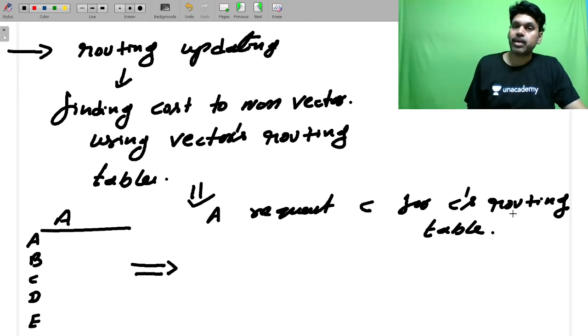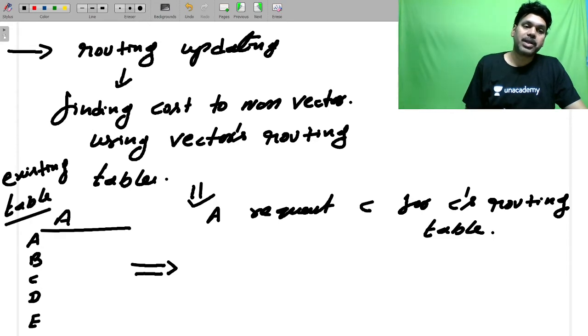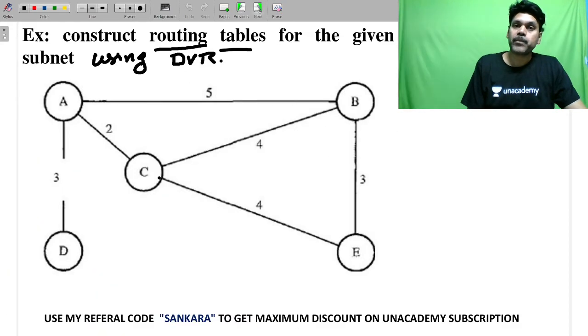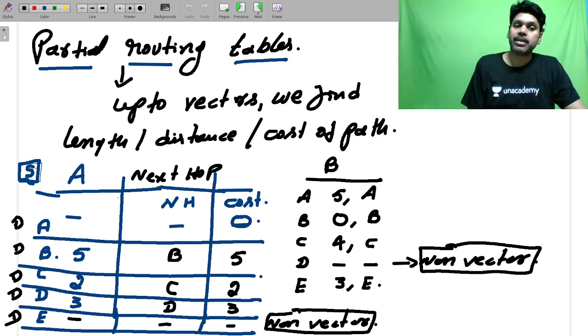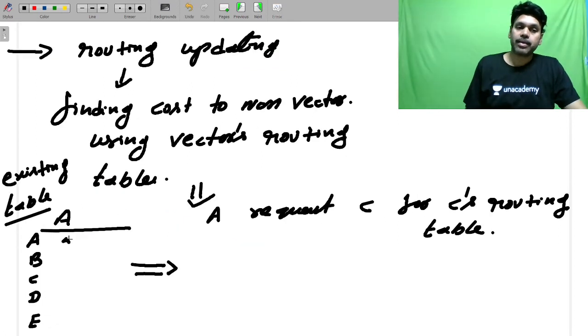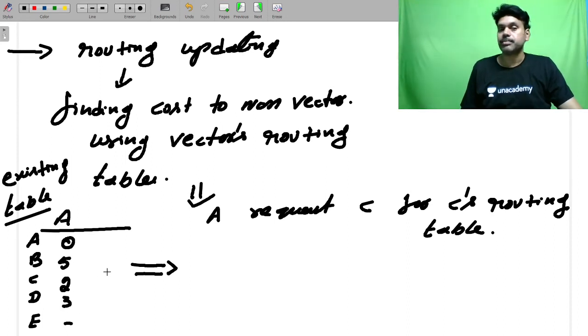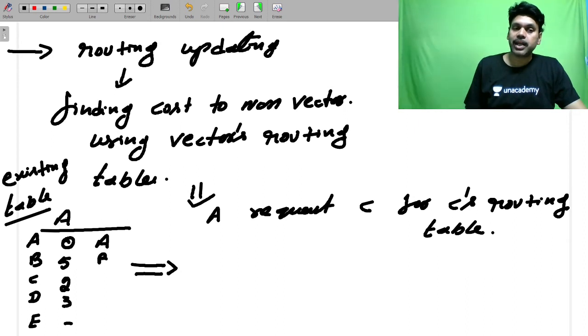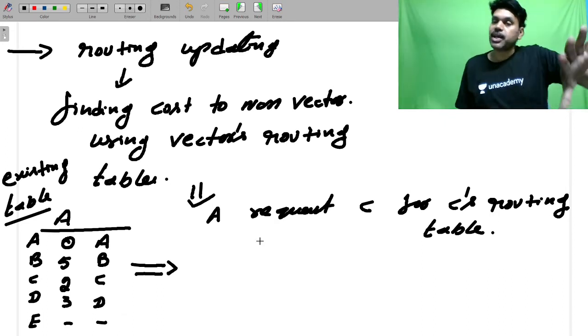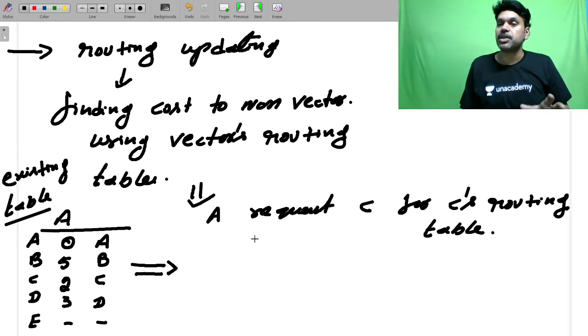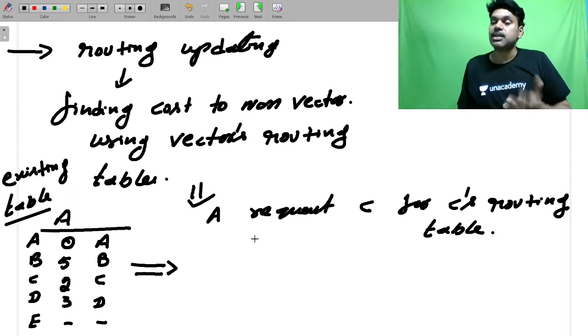Okay. So this is your existing table of A. What is the existing table of A? It is 0 5 2 3, nothing. And your next hops are A, B, C, D, nothing. This is your existing table, right? So this I kept in the buffer, because your existing table must be kept in the buffer. I will check whether any other new entries are there. If there are, I will merge them.